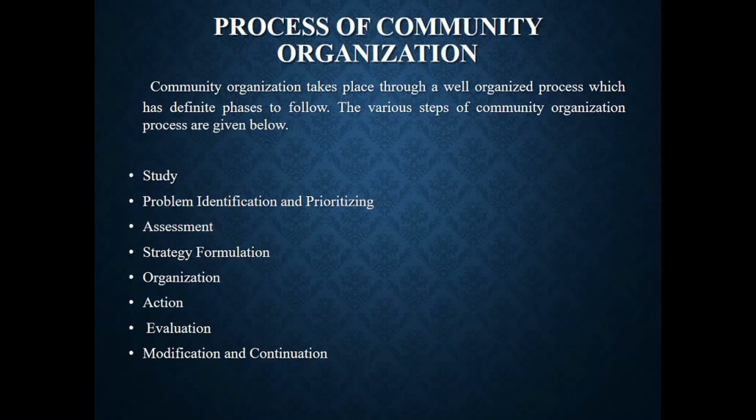And next is modification and continuation. The modification: in case the task has to be continued, the modifications which are needed are identified in the evaluation and reflection, and are incorporated in this stage and continued. And in the continuation, from the list of issues, the other issues are taken up and the community organization process is continued. And if the task undertaken is not successfully completed, the strategy is modified and implemented. So these are the important steps in community organization.